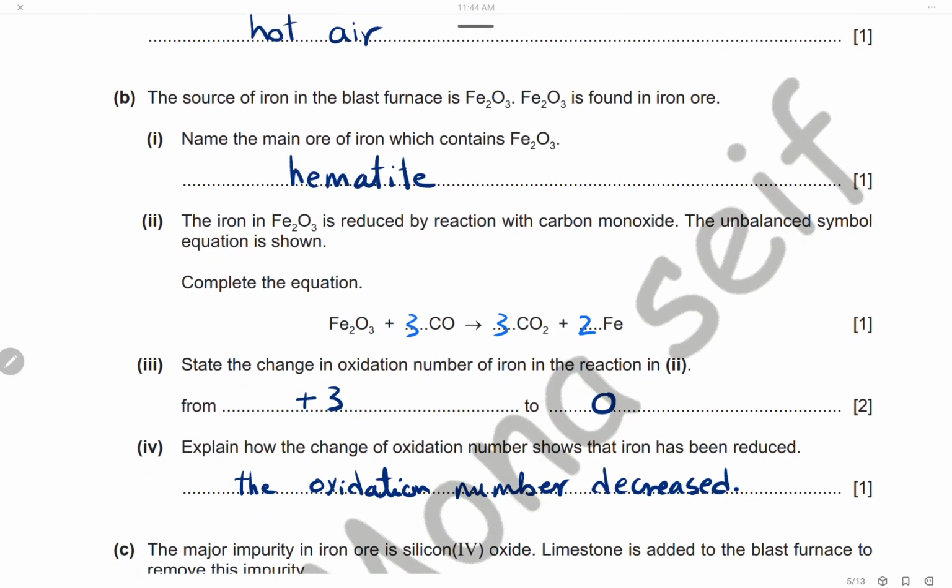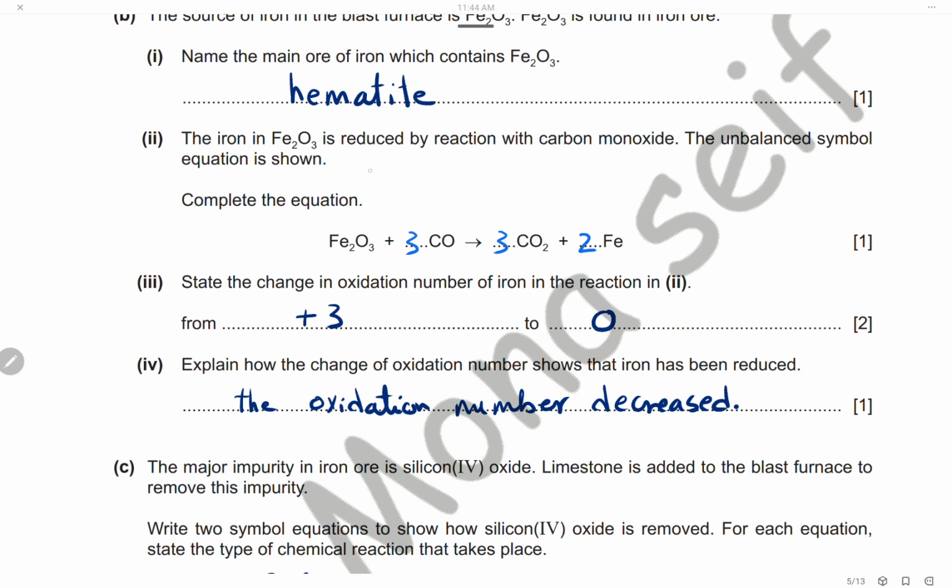The source of iron in the blast furnace is iron(III) oxide, which is found in the iron ore. Name the main ore of iron containing iron(III) oxide. The name of the ore is hematite. The iron oxide is reduced by the action of carbon monoxide. Here we have an unbalanced symbol equation for the reaction. We have to balance it, so we will add 2 in front of iron to balance iron.